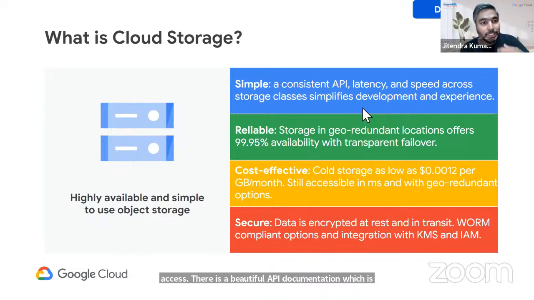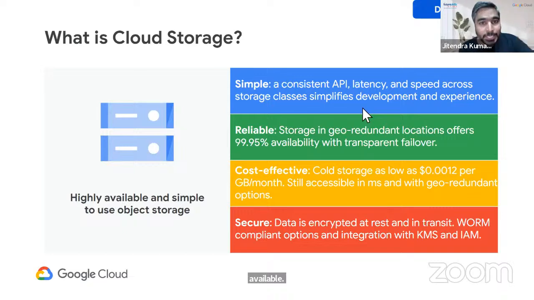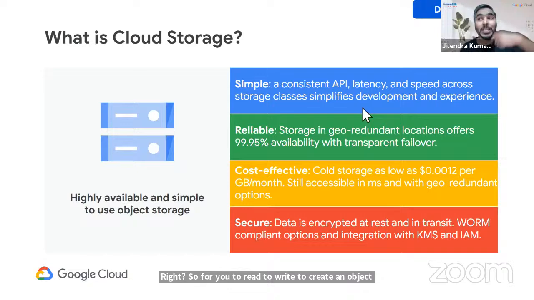So for you to read, to write, to create an object, to upload an object, to delete an object, or to set other rules in a GCS bucket, like any other Google service, you have an API call to make here, right? You can do the same. It is highly reliable, and so you have the ability to create a regional bucket in GCS, right?